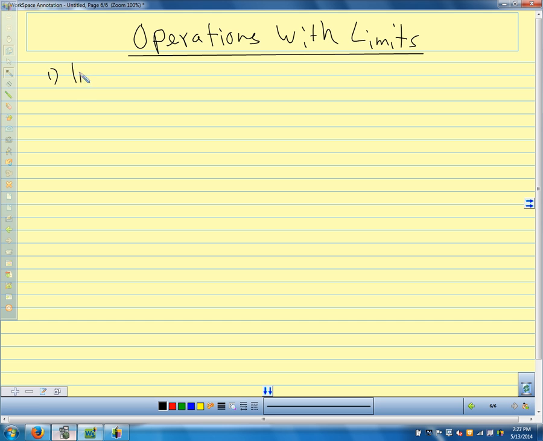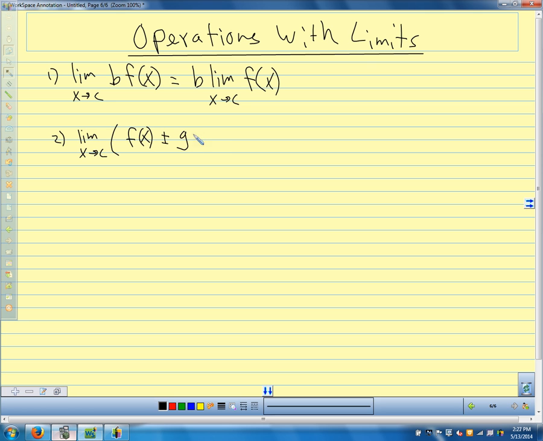So our limit as x approaches c of some constant times f of x is just that constant times the limit. So if we have a constant, we can just pull that out front. The limit of sums or differences is just the sum or the difference of the limits.